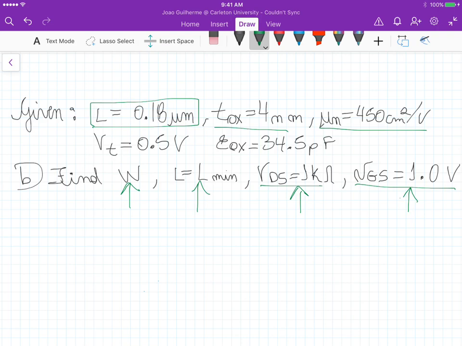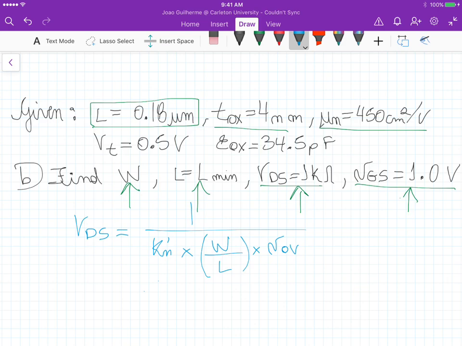If we want to calculate the width of the transistor, first we know that the resistance between drain and source is equal to 1 divided by the process transconductance times the aspect ratio, which is W divided by L, times the overdrive voltage. Now this length here we know is the minimum length of the process, so 0.18 micrometers, and this one here we still need to define.